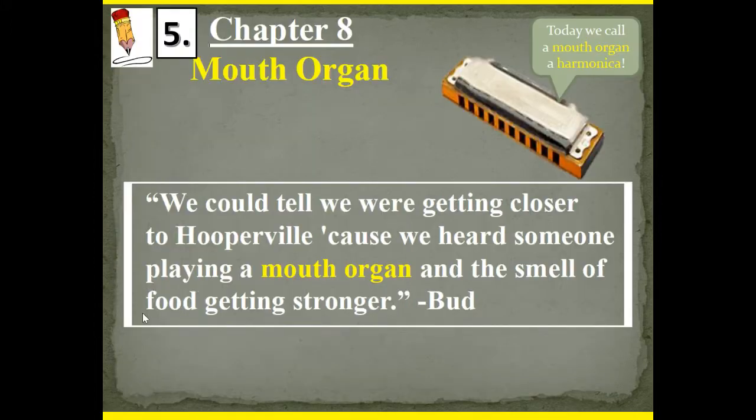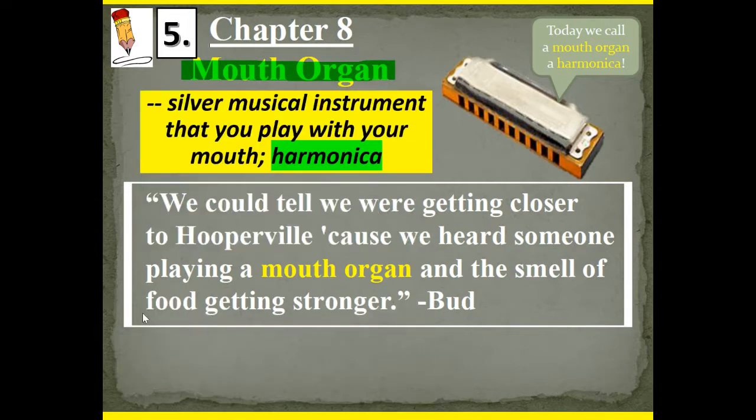All right, this is our last vocabulary word or expression, mouth organ. Number 5, mouth organ. What is a mouth organ? It's a silver musical instrument that you play with your mouth, and what we call a harmonica. Today we call a mouth organ a harmonica, but back in the Depression they called it a mouth organ. And an organ is like an electronic piano.